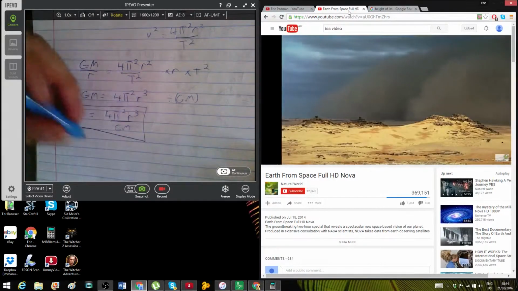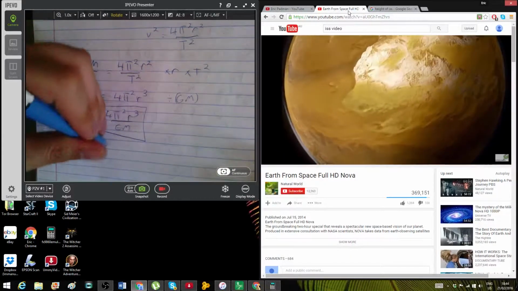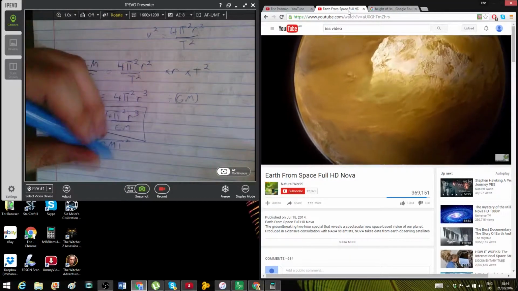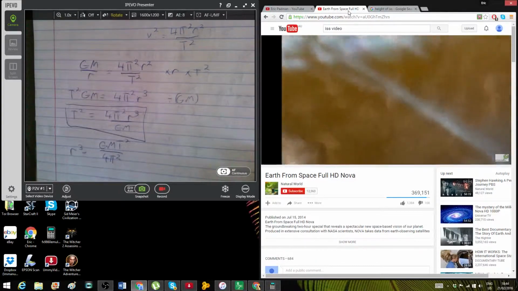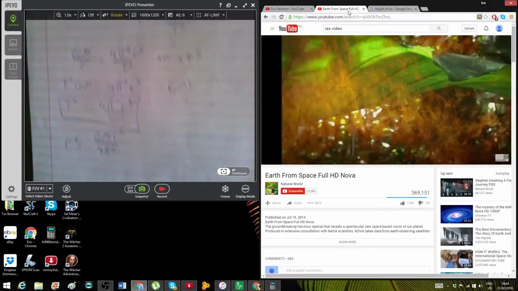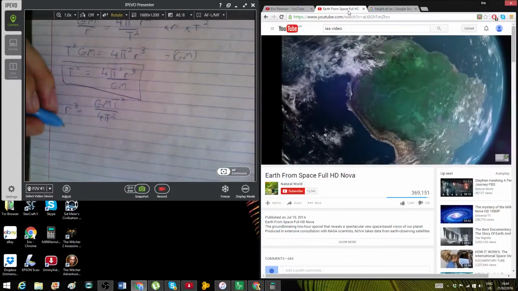Rearranging everything, r cubed equals GM period squared on 4 pi squared. Now, that formula is actually quite useful because we're going to look at geostationary satellites, and we're going to actually do the calculation for that.